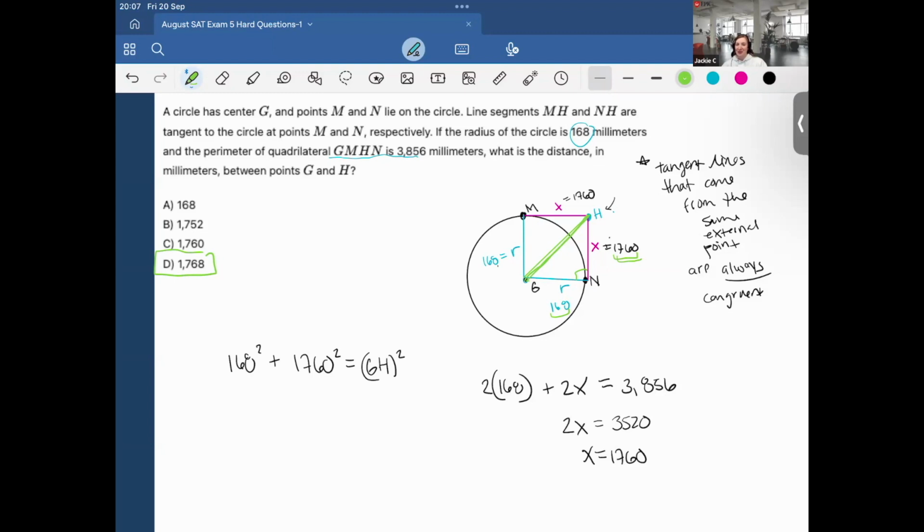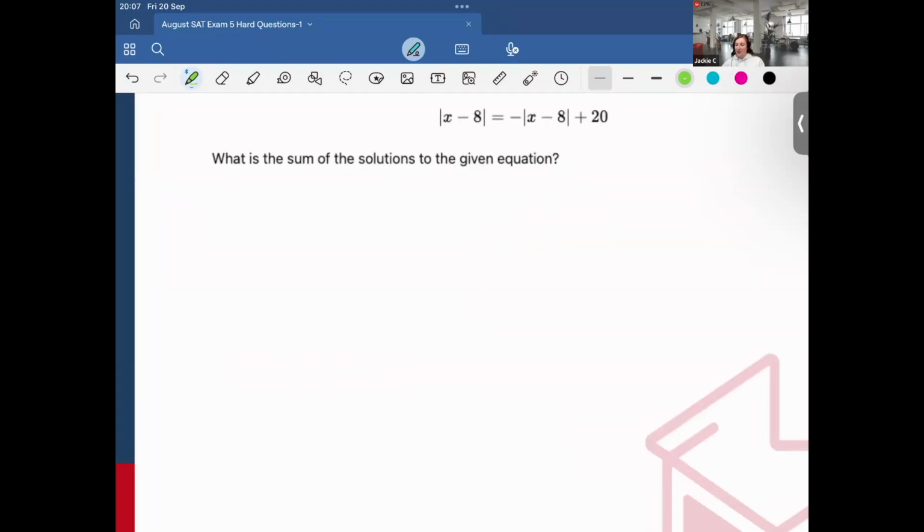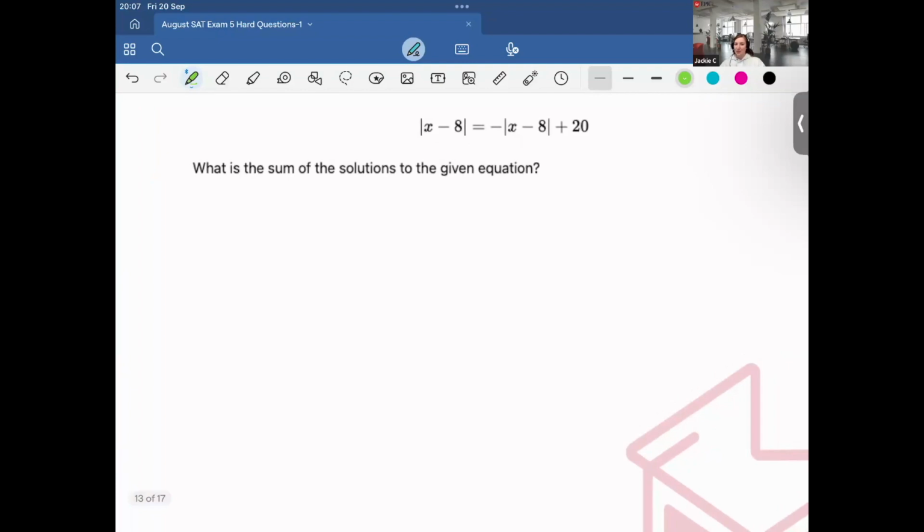Isn't that amazing? All right, continuing our journey into an SAT classic, absolute value. Okay, so here I'm asked for the sum of the solutions. So I have the absolute value of x minus 8 is equal to negative x minus 8 plus 20.